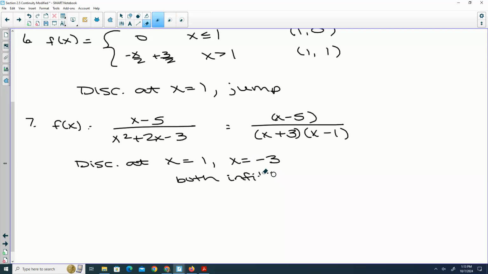Okay, remember, when do we get a removable? If they cancel out. If they don't cancel out, it's got to be infinite. Removable is when you factor and it cancels. If they don't, it's on the bottom, it's a vertical asymptote. When you approach asymptotes, you're going to infinity, so that's an infinite.